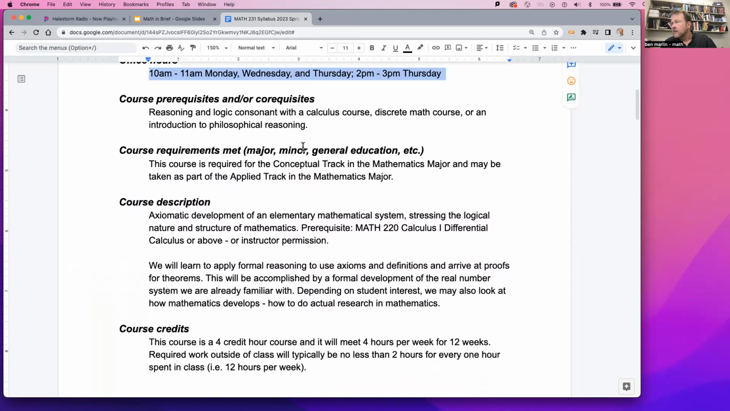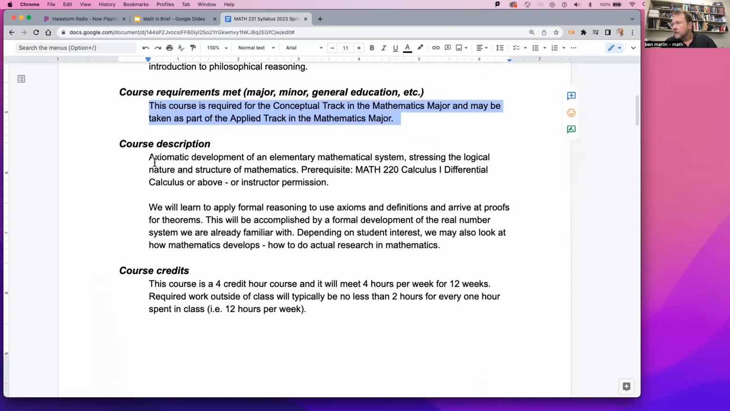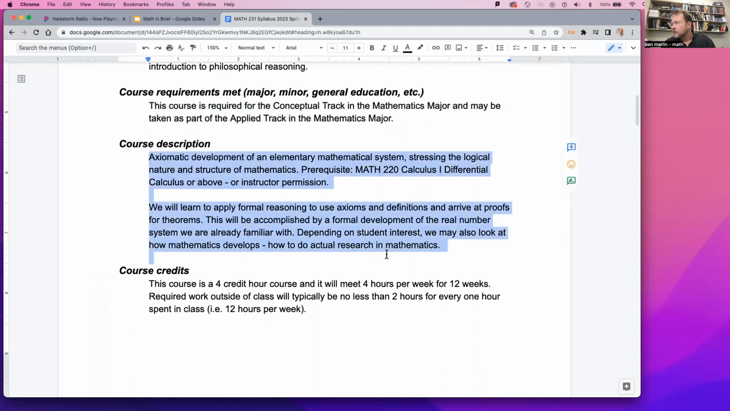And prerequisites for the course, everybody has this. Things that this meets, it's required for a math major from a certain direction. From a certain direction, it's required of a math major, but for a different direction, you can use it to satisfy requirements as well. So here about the actual course description for you. This is more than anything meant for somebody who receives transfer credit for this course to see what the course was supposed to be about.